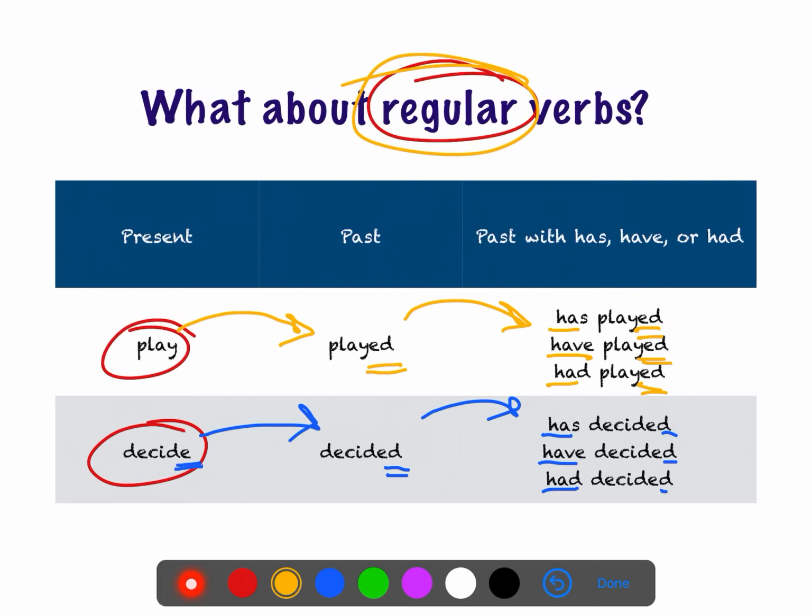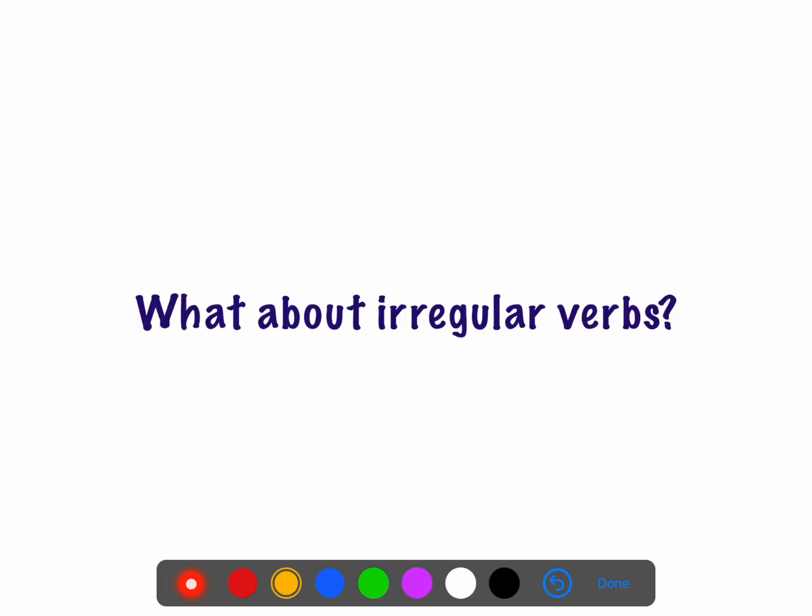But what about irregular verbs? What happens to the irregular verb when I change it to the past? Do I add ed to the ending? Do I add d? The answer is no. You do not add ed or d to the ending of an irregular verb.